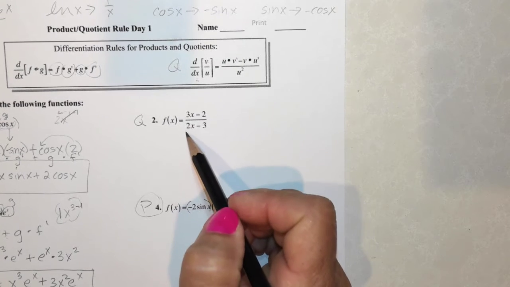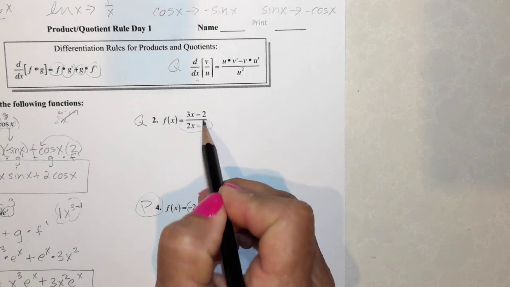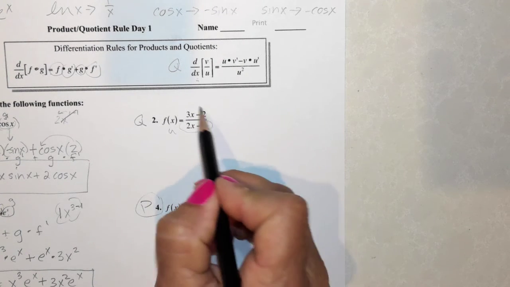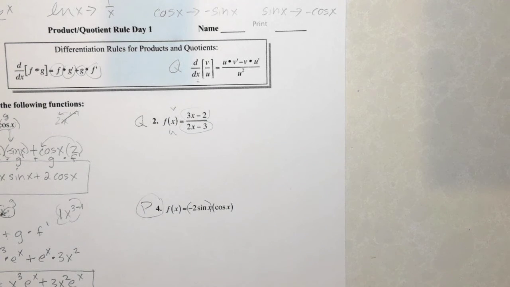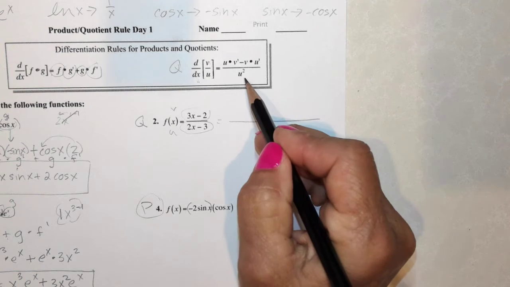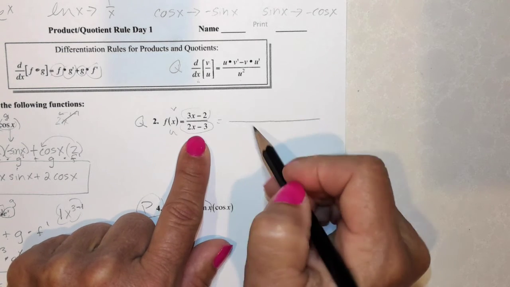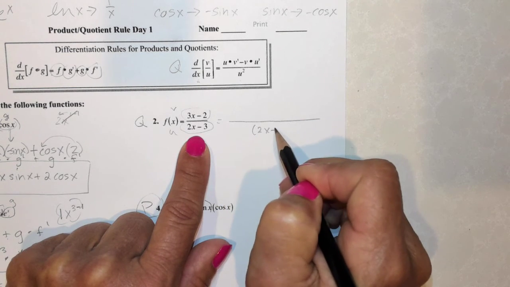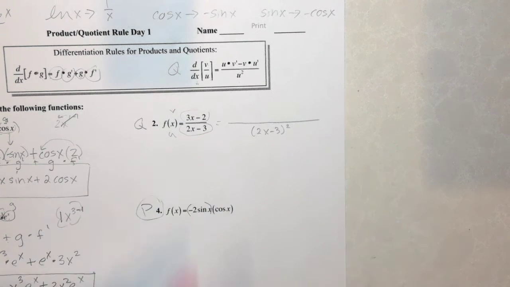So in this one, number 2, this is a quotient. This is going to be the thing they're calling U up here, and this is going to be the thing they're calling V, the top and the bottom. So according to my formula, I'm supposed to take the bottom squared, 2x minus 3 squared. Now, normally I don't multiply that out. I just leave it just like that. So you don't have to FOIL the bottom out. The simplifying that you're going to do is all going to be on the top.